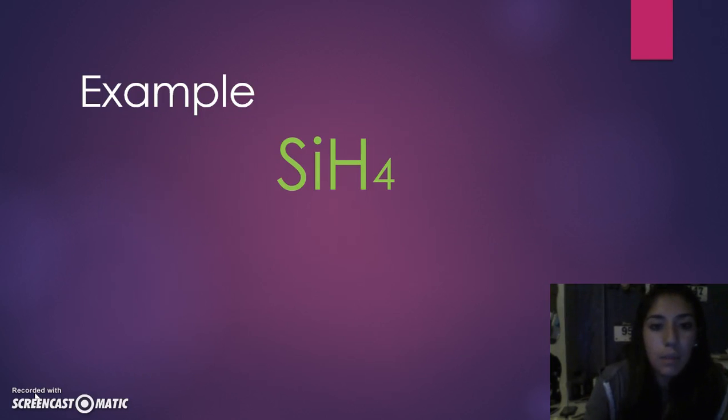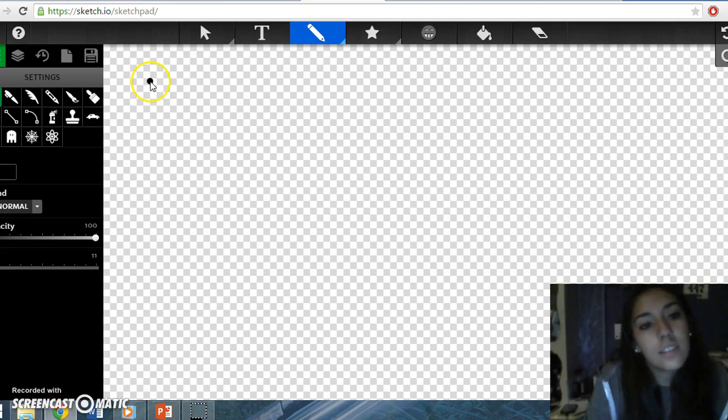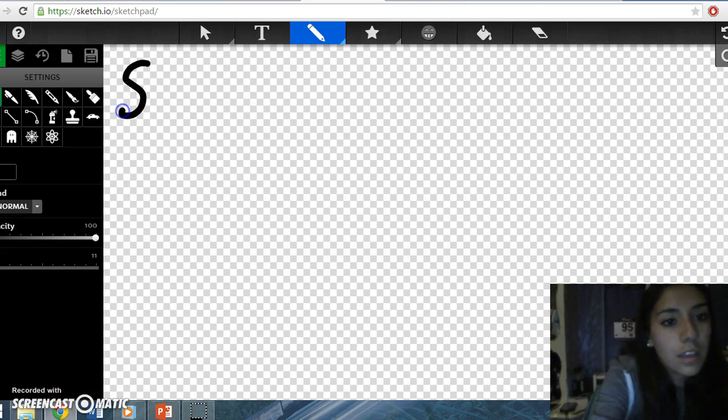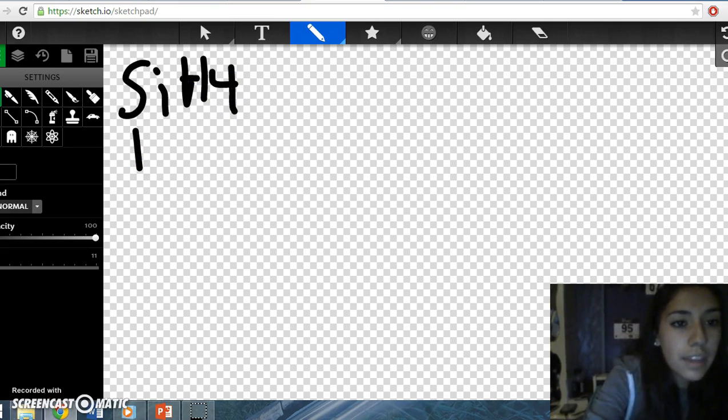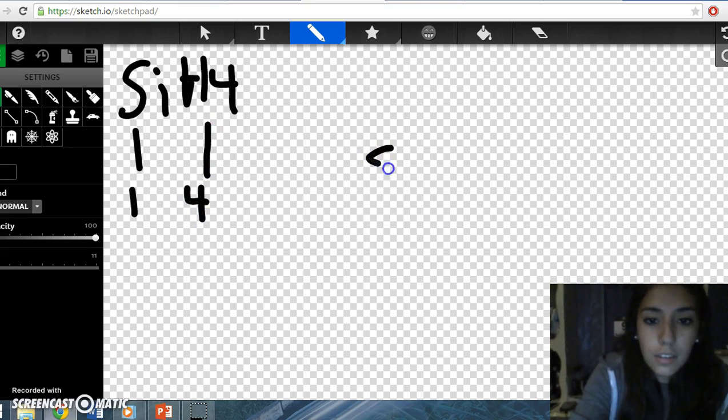Now I'm going to show you an example of a Lewis dot structure on my little painting tool online. SiH4. So keep in mind that there is one silicon and 4 hydrogens, right? So let me start with the silicon.